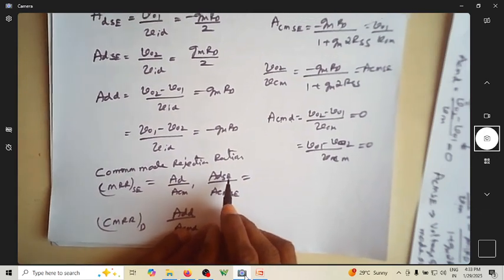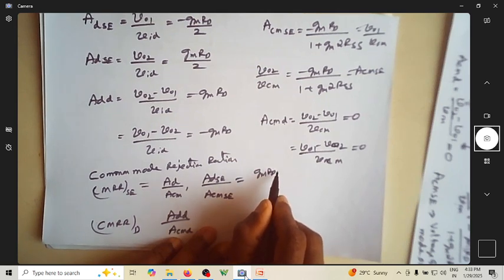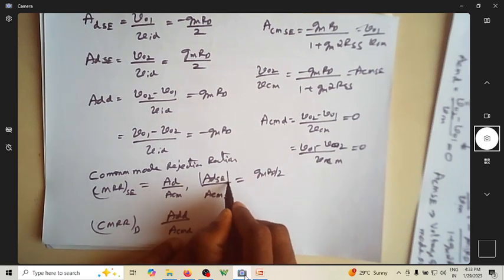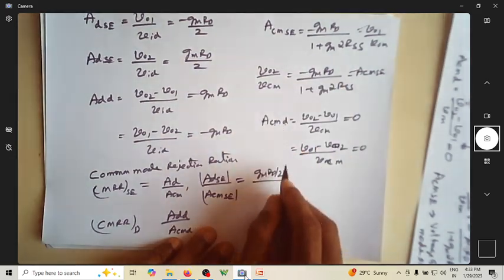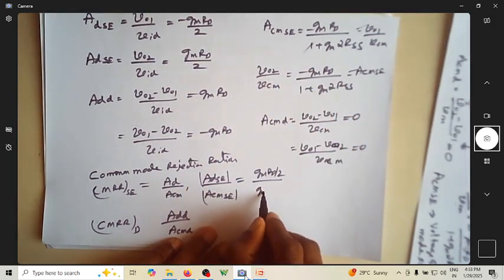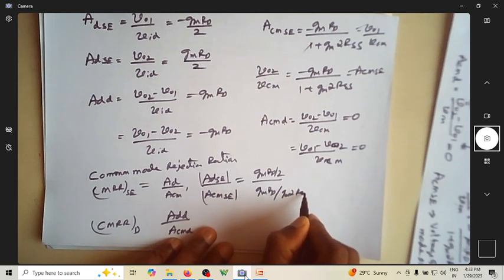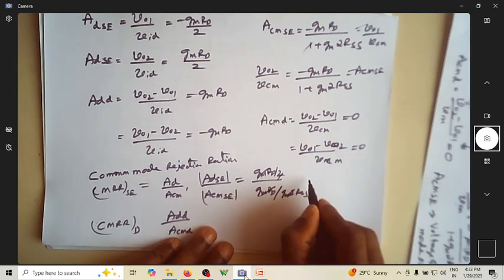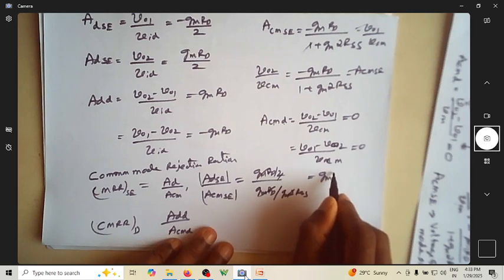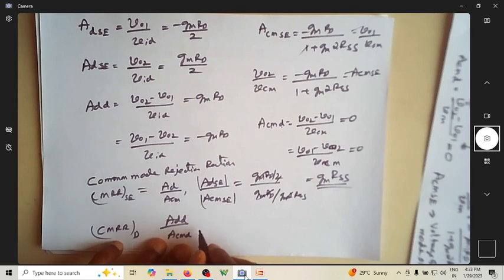So this ADSE is nothing but GMRD by 2. Simply take the magnitude of this, and you can neglect this one from this. So is it not GMRD divided by GM into 2 RSS? This GMRD will go with this, this 2 will go with this, so you'll end up with GM into RSS. This is what is CMRR single ended.